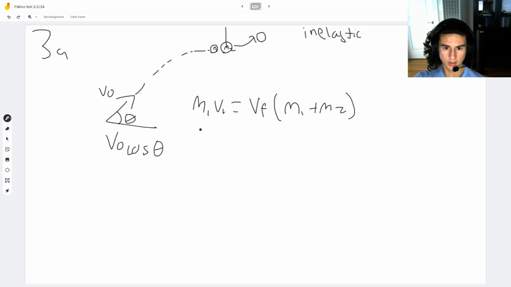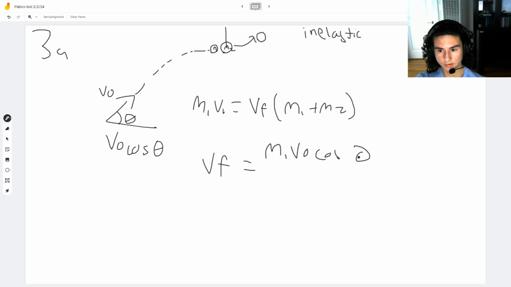And we know m1 v1. v1 is just going to be that. And we know our masses. So we can plug it in and solve for vf. So v final equals m1 v naught cosine theta over m1 plus m2.